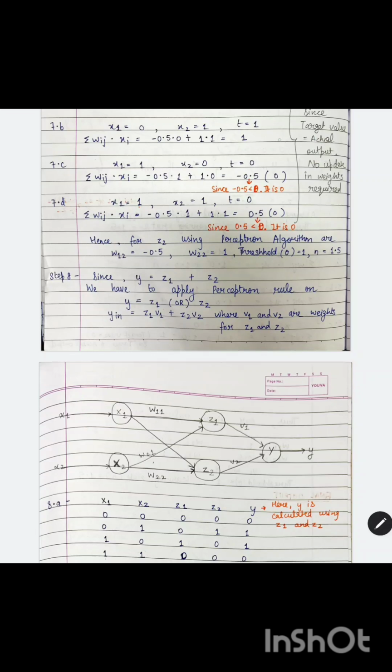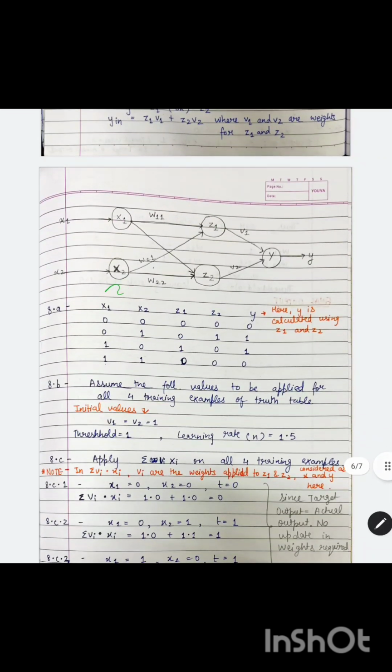Okay, so we create one new table where we get the value of x1, x2, and the intermediate values that we calculated for Z1 and Z2. Now we have to find out y, which is the sum of these two. So which type of sum? OR. So 0 plus 0 would be 0, 0 plus 1 would be 1, 1 plus 0 would be 1, and 0 plus 0 would be 0. So output y we get, if any of the input is 1, the output will be 1, else the output will be 0.